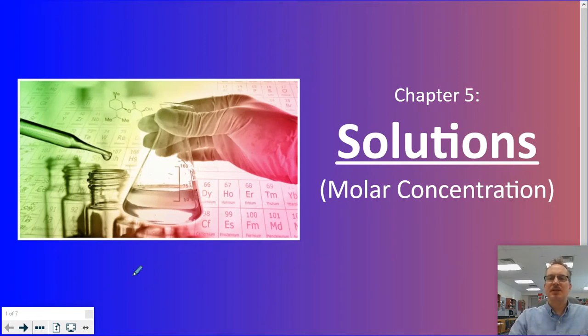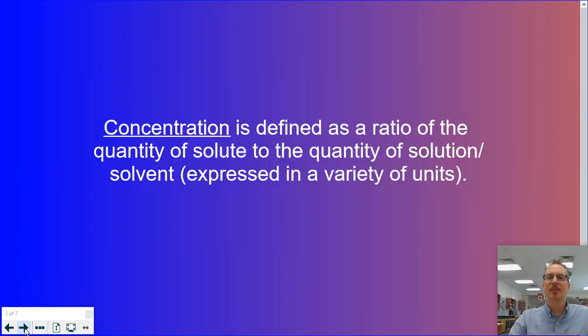Good morning, Chem 20s. Our lesson today is a continuation of yesterday. Today we're going to continue with concentration, looking at the third type called molar concentration.